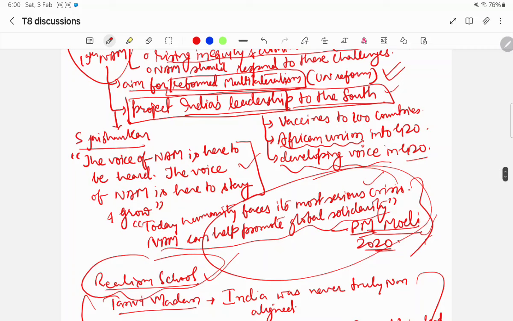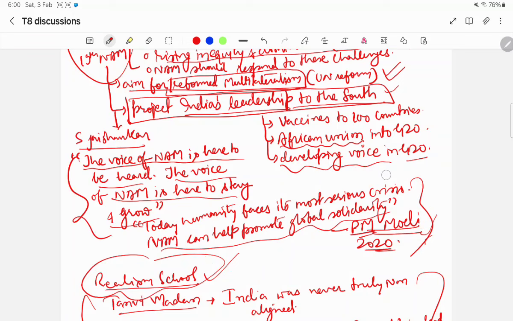So, and also the words of Jaishankar I have quoted here, that he said that the voice of NAM is here to be heard, the voice of NAM is here to stay and grow. This means that NAM is very relevant. So in this way you have to conclude positively, and you can even mention Modi's words of 2020 when he attended the virtual summit of Azerbaijan. Okay. So today humanity faces its most serious crisis that is COVID. NAM can help promote global solidarity, Modi has said.